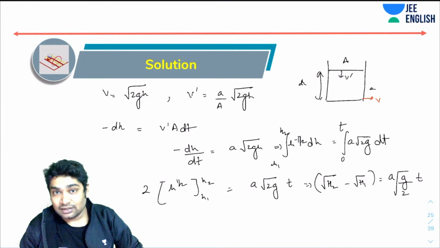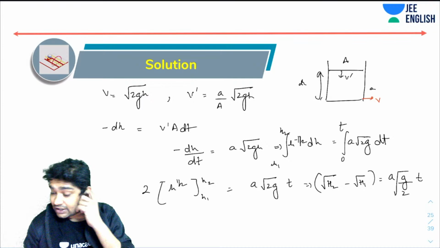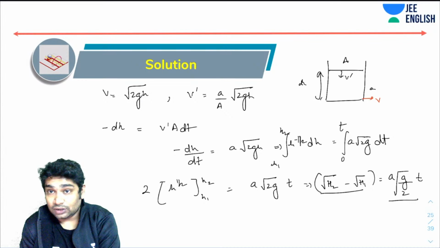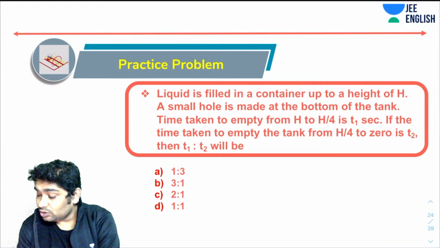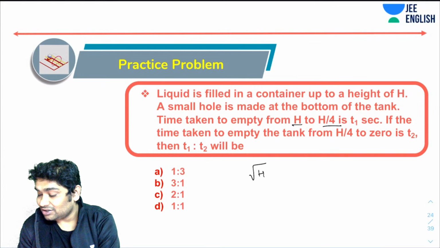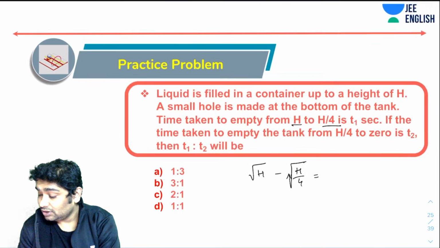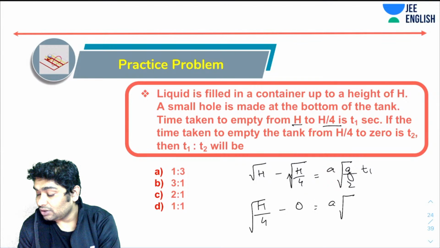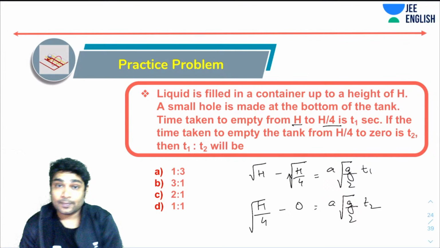Okay. So all I need to do is use this expression and compare the two timings. From here, you know that from h to h by 4, so root h minus root of h by 4 is equal to k root g by 2 t1, and root h by 4 minus 0 equals a root g by 2 t2.